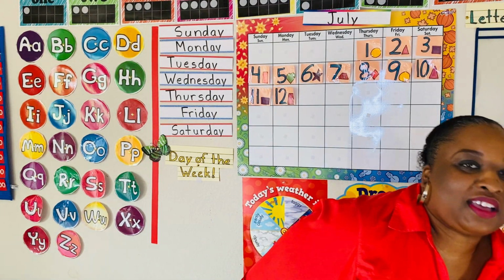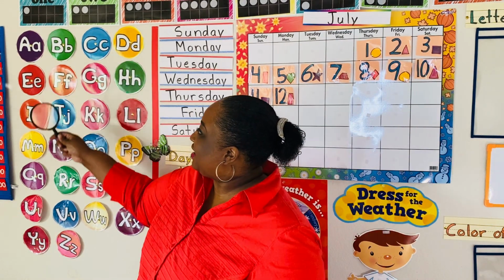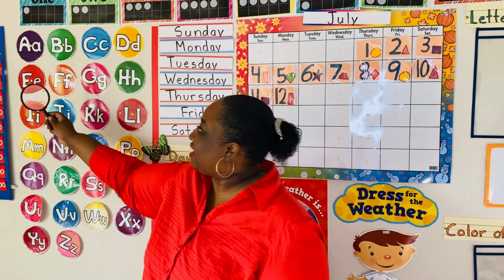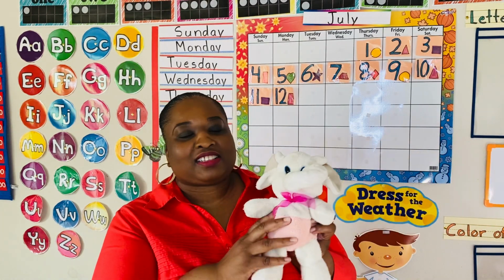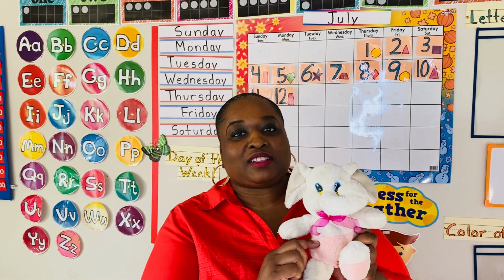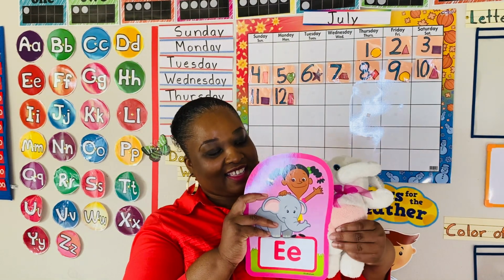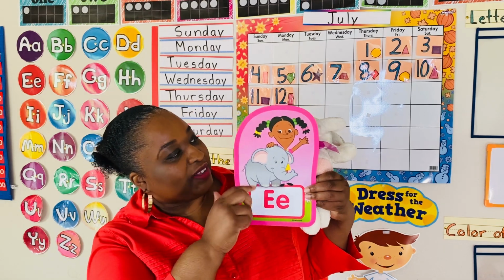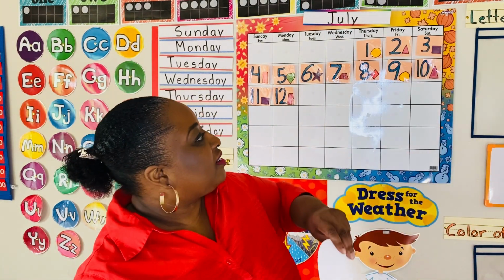Now we're gonna use our magnifying glass and look for the letter of the day. And the letter of the day is E. You got it. The letter of the day is E. So let's get our little friend here. This is my little friend, Elephant. Hi, Mr. Elephant. And Elephant begins with the letter E. Okay? E. Eh. Elephant. So let's put our letter E on the letter of the day.